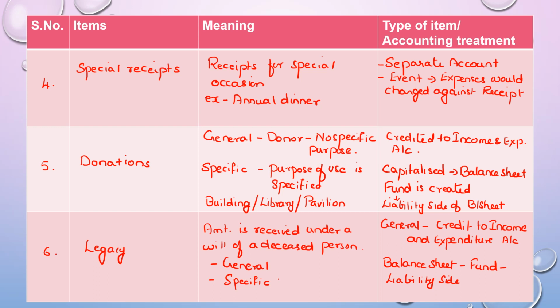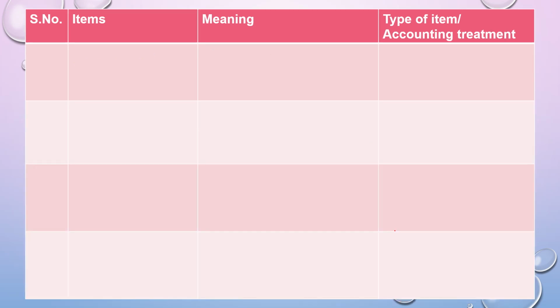Now, you would say, how would we know it is specific or general? If the purpose is specified, then it is specific. If no purpose is specified, you assume that it is general and you could credit it to the income and expenditure account. So that is how legacy donation would be treated. Shall we move further? We will learn the next term, that is grant.